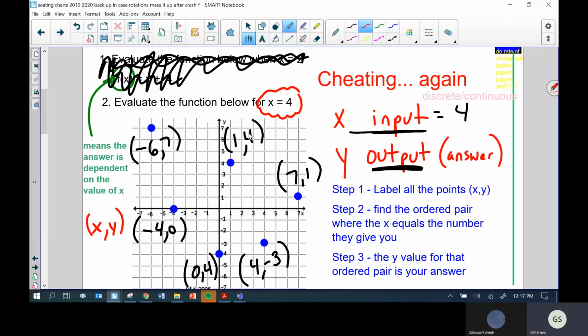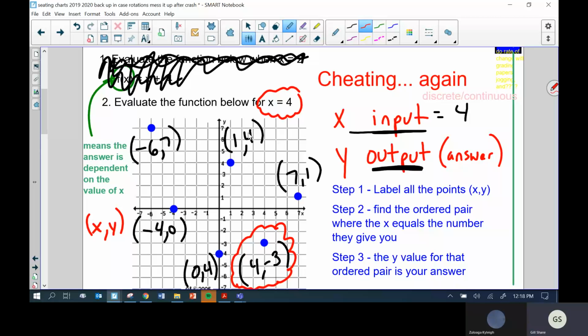Yeah, 4, -3. There will always only be one ordered pair where x is equal to whatever the number is they're giving you. Because remember, it's a function. There can't be the same x with different y values, or it wouldn't be a function. And that's what we're evaluating, a function. So there's only going to be one ordered pair you need to pick. And in this case, that's this one. This is where x equals 4.